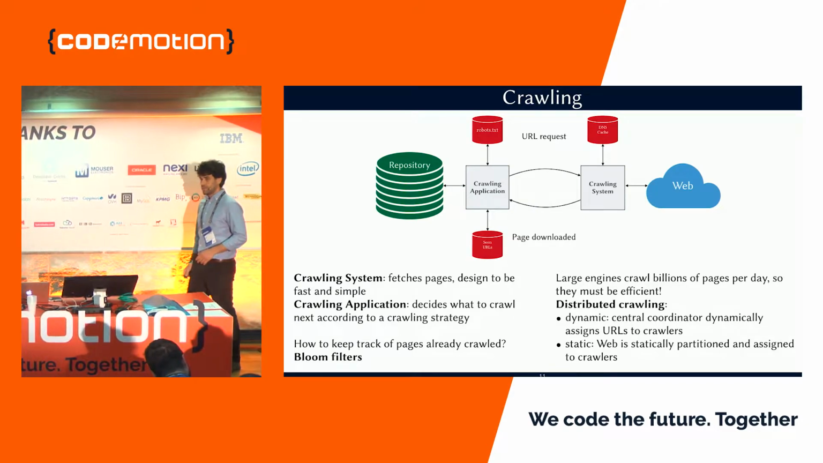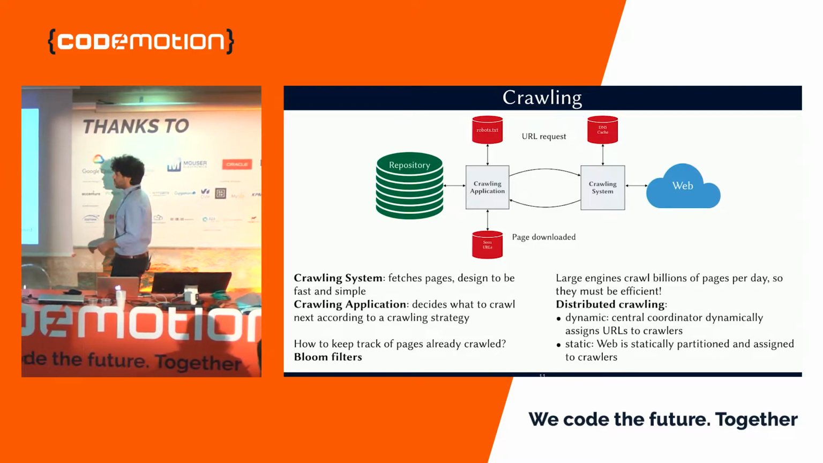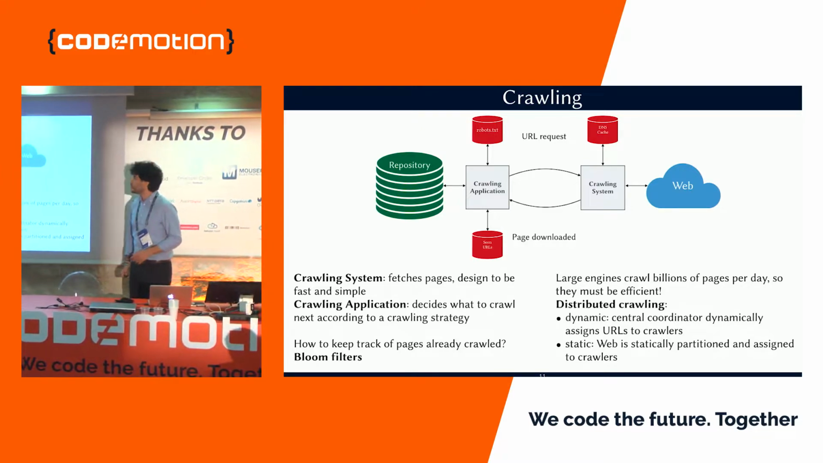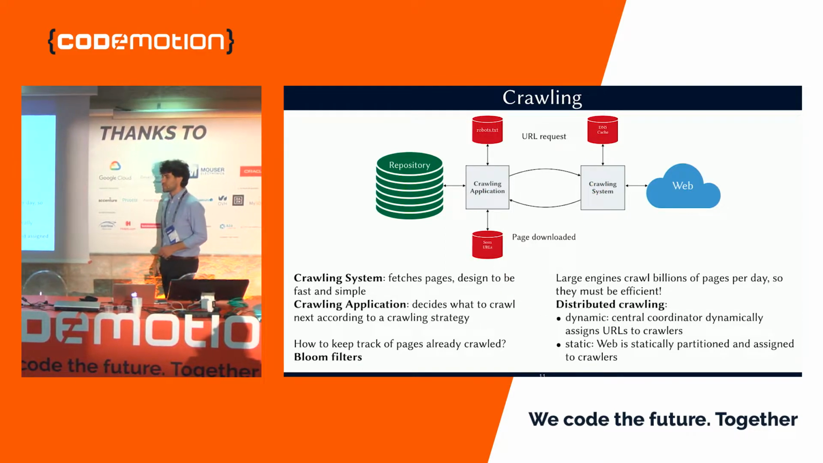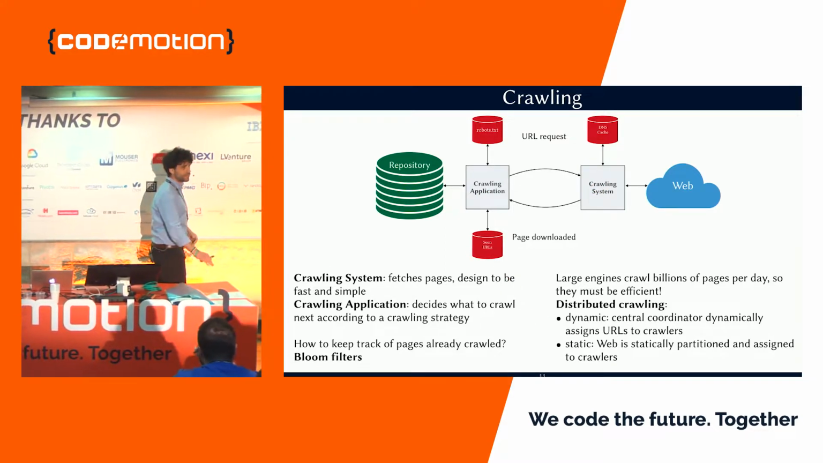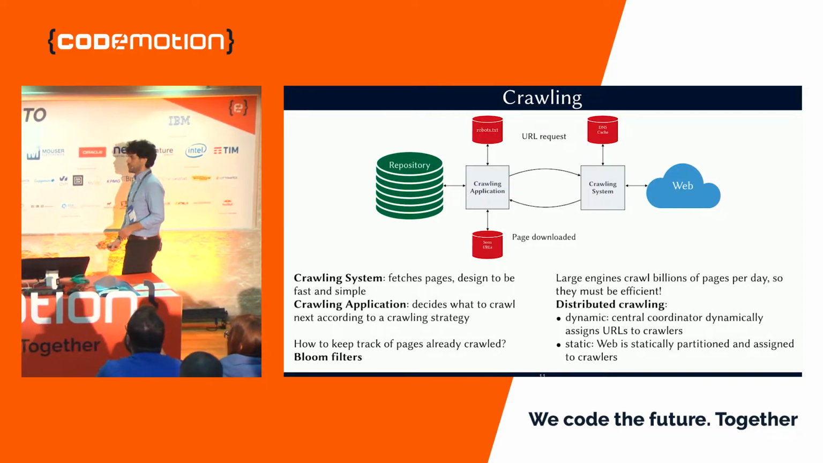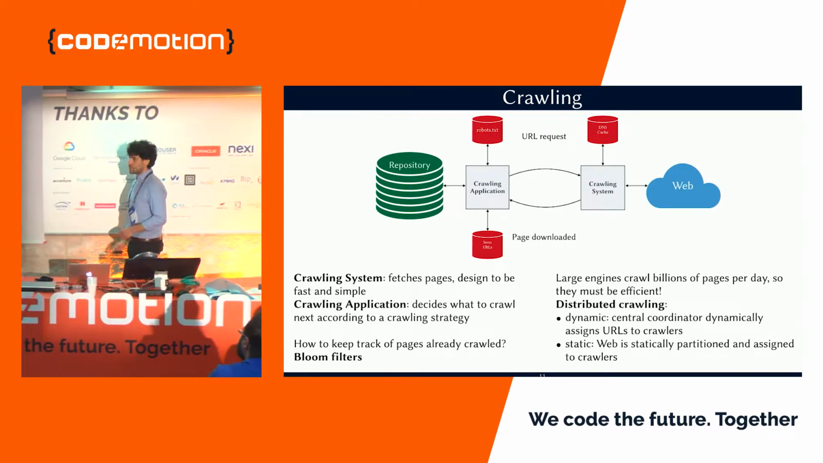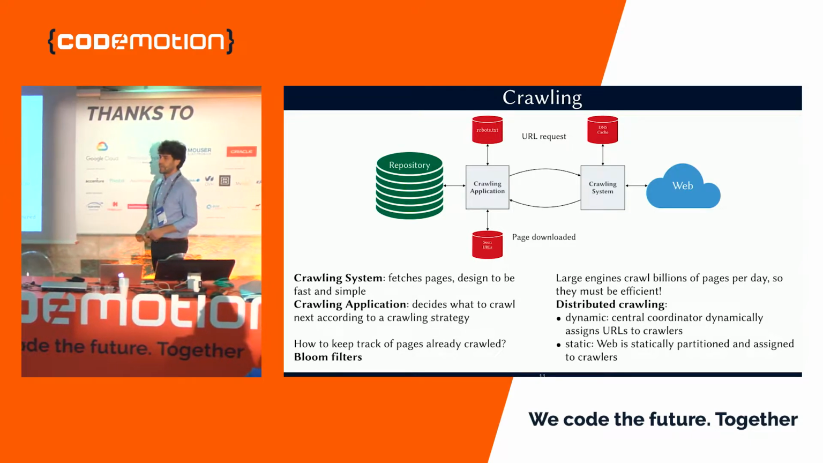If you want to develop a crawler, it's an interesting task. And typically, a crawler is divided in two parts, a crawling system and a crawling application. The crawling system is the very low-level part of the crawler. It has to be simple, and it has to be efficient. You want to fetch web pages fast. You don't want to wait looking for resolving a host name.